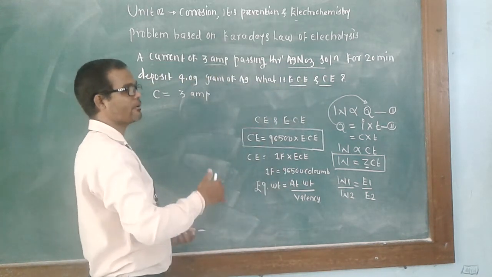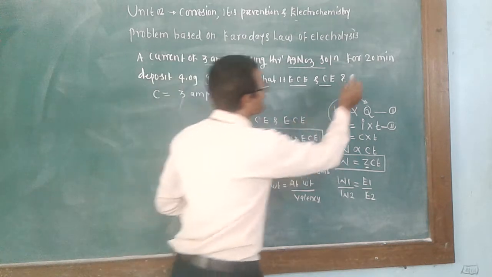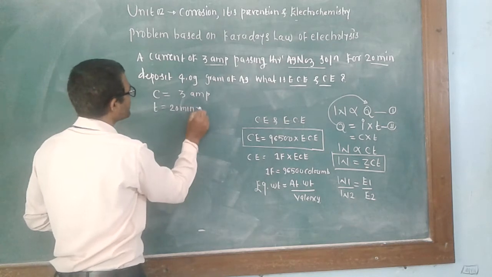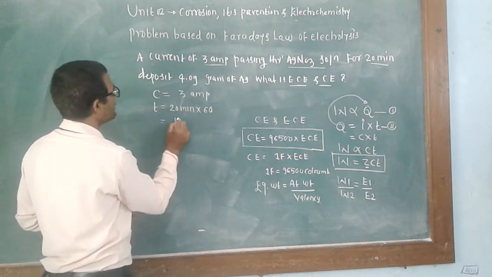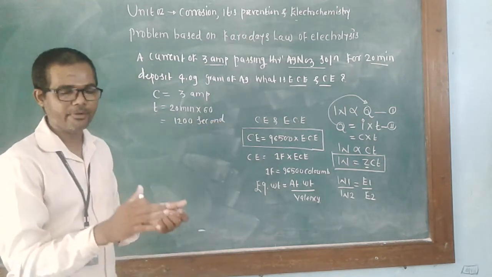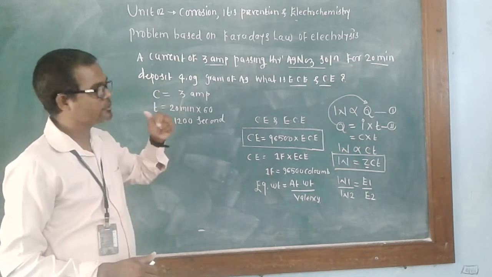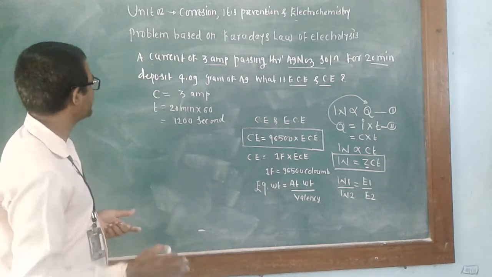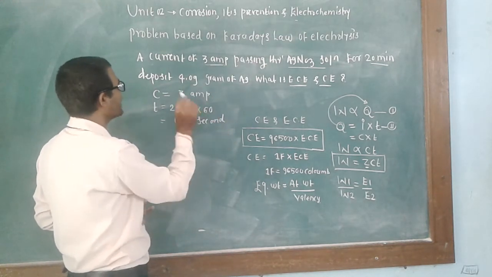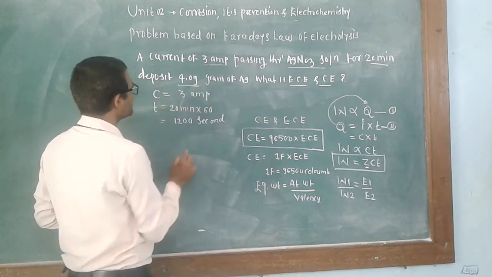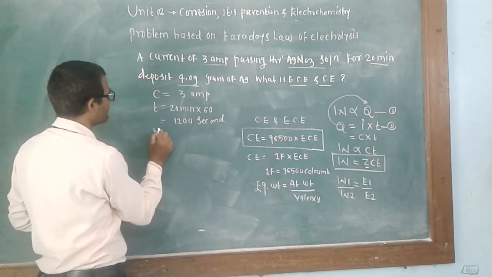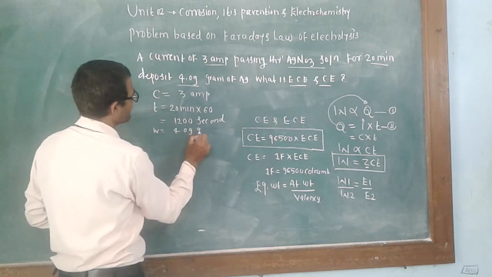Now electricity is passed from your battery into the electrolyte for 20 minutes. So T is given, that is 20 minutes. It is given in minute, so you have to convert it into the second. Multiplied by 60, you will get 1200 seconds. What happens when 3 ampere current is passed through silver nitrate solution for 20 minutes? Then the silver is deposited on your cathode. The weight of silver deposited at cathode is 4.09 grams. So here W is given 4.09 gram.